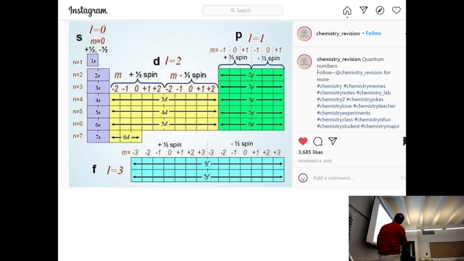Then you have the D, you have 10 possibilities because you have 5 times 2. F is 14 across because it's 7 times 2. And you could say that if we were able to make protons that were gathered together enough to be big enough, then you would end up with that kind of thing going on.